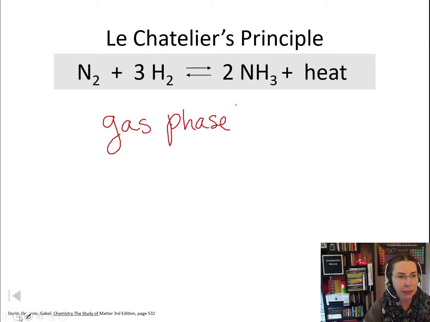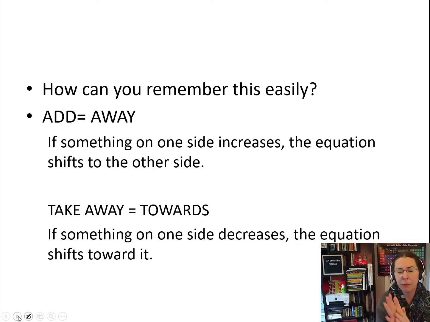So let's take a look at our first idea. How can we remember what happens in our shifts really easily? Well, anytime we add something, the reversible reaction is going to want to shift away from the thing we added. So if we increase one side, the system's going to want to shift and increase the other side to match it. On the other hand, if we take something away, we're going to move towards that thing we took away. So if we take something away on one side, the system is going to shift toward the thing we took away to try to replace what we removed. Okay, so add, away, take away, towards. I think that'll help you remember what we're going to be doing.